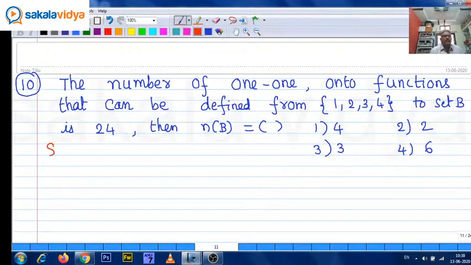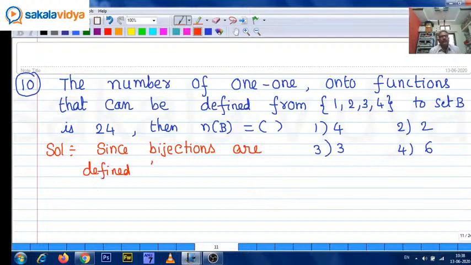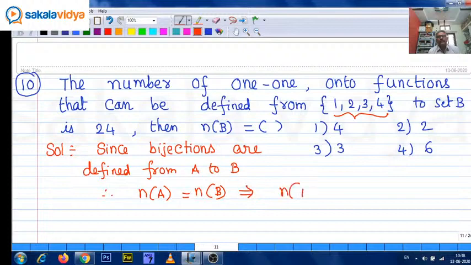So therefore the solution is: since bijections are defined from A to B, therefore n of A equals n of B. Already n of A, how many elements are there? 4 elements. That implies n of B equals 4. That's why the first option is the right option. Our desired option is 1.